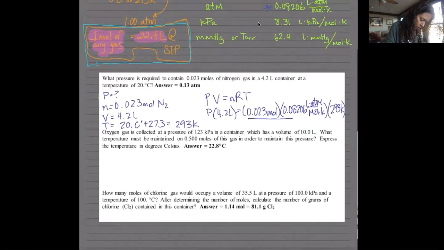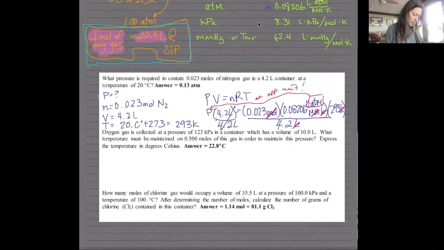So I will need to divide all of this by 4.2 liters in order to solve for my pressure. Look at your units. Moles cancel, kelvins cancel, liters cancel. We're left with atmospheres. And yes, that is an appropriate unit. Okay, so what's our answer? It's 0.023 times 0.08206 times 293, divided by 4.2, and I've got 0.132.